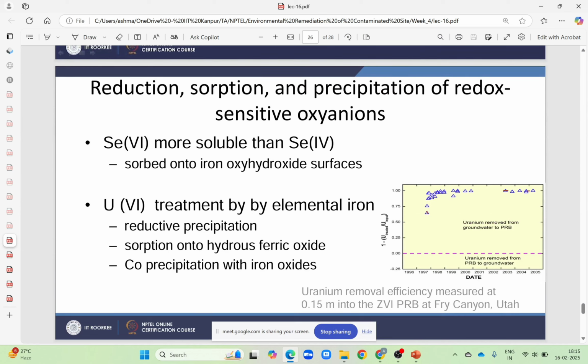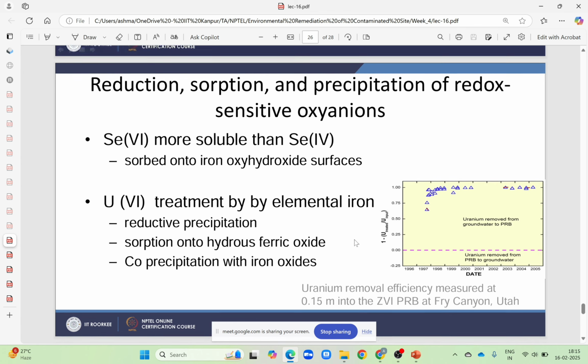Again, an example is given for selenium. Selenium is more soluble than selenium ore, and the treatment can also be applied for uranium by elemental iron, where uranium is reduced. By reductive precipitation, it can be sorbed on the hydrous oxides, or it can co-precipitate with iron.